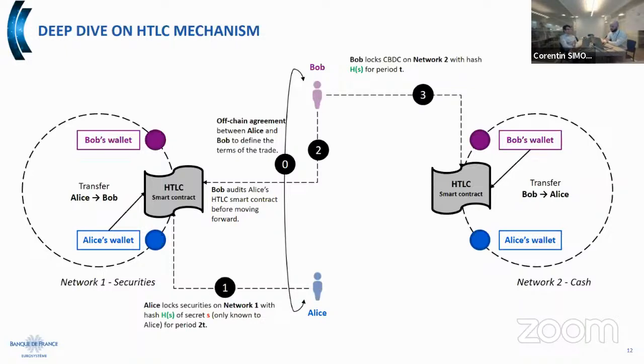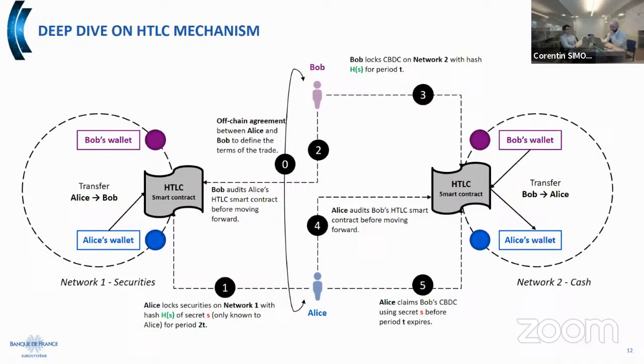At step 4, in the same way as Bob, Alice audits Bob's HTLC smart contract before moving forward. And if she agrees with the terms of the smart contract, she then goes to step 5. At step 5, Alice claims Bob's CBDC using a secret S, before period T expires. And when claiming the CBDC, Alice reveals her secret at the same time.